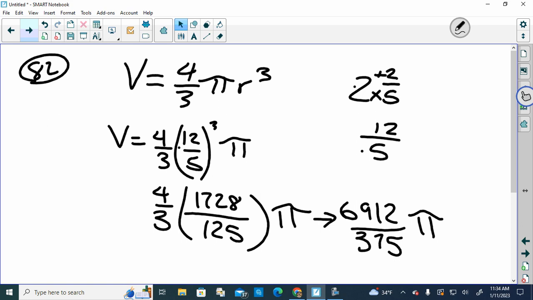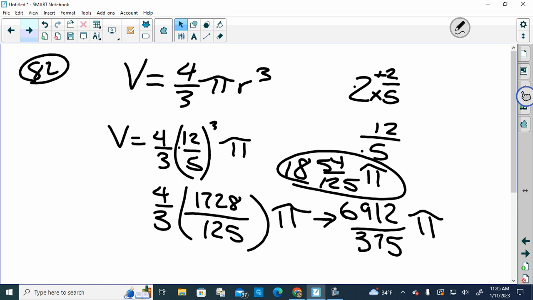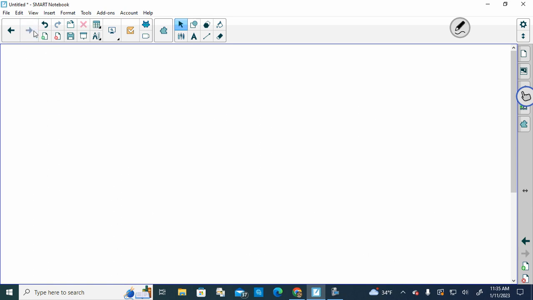Okay, I'm running out of space. You write it in a nice spot. So this being divided by this, you converted it to the next number. You should have got 18 and then 54 over 125 pi. What's your answer? Okay, last one, and then you guys get to trade these. Number 80, jumping backwards.